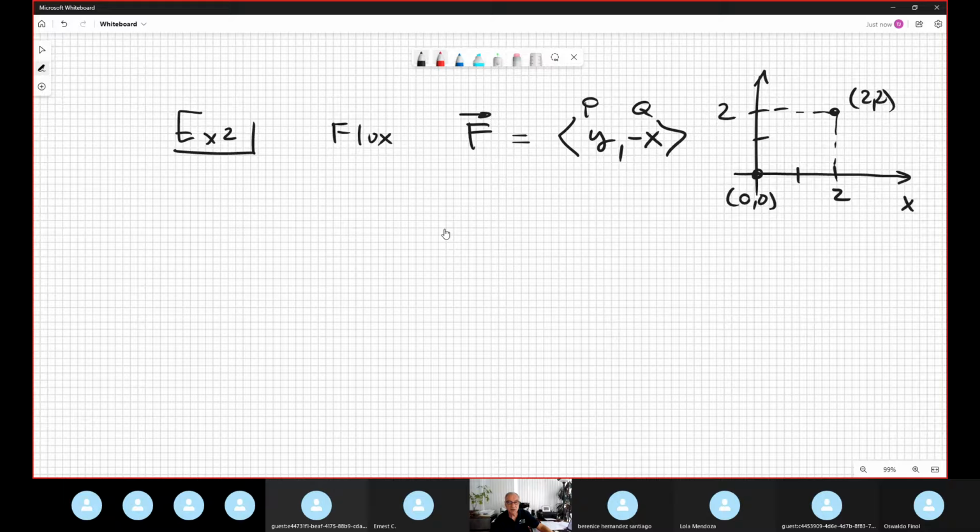Okay, this is the curve. And the orientation, I suppose, is in this direction. This information is given, or you assume it, according to your goal.